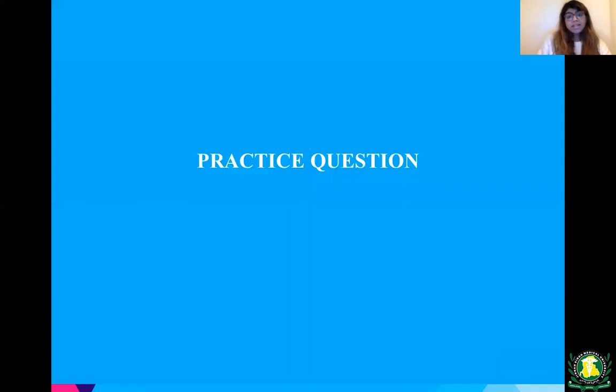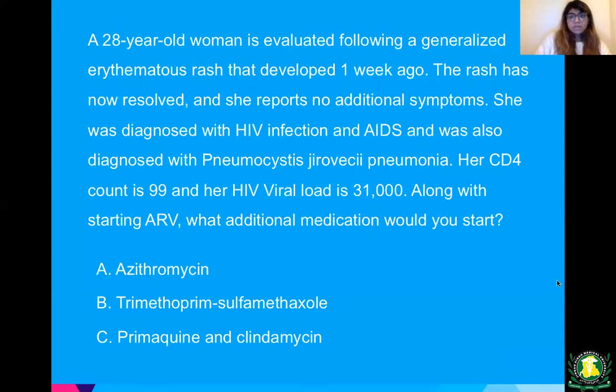So I will end the lecture with one question. We'll read this question together. We have a 28-year-old woman who is evaluated following a generalized erythematous rash that developed 1 week ago. The rash is now resolved. She reports no additional symptoms. She was diagnosed with HIV infection and AIDS and was also diagnosed with Pneumocystis jirovecii pneumonia. Her CD4 count is 99 and her viral load is 31,000. Along with starting her antiretroviral medication, what additional medication would you start?